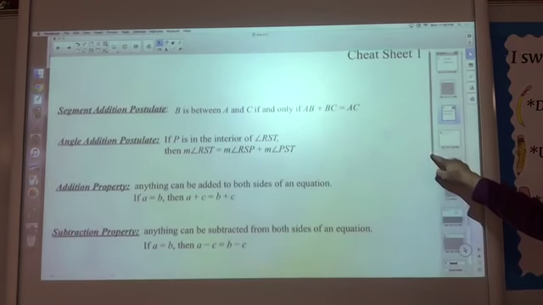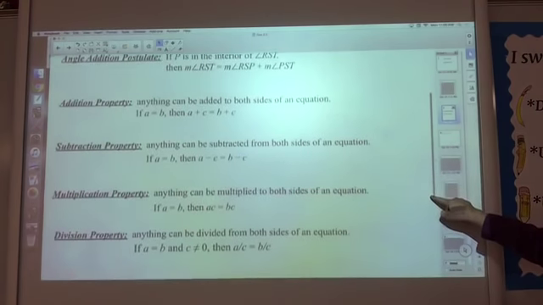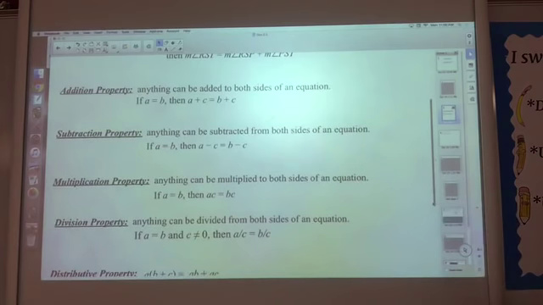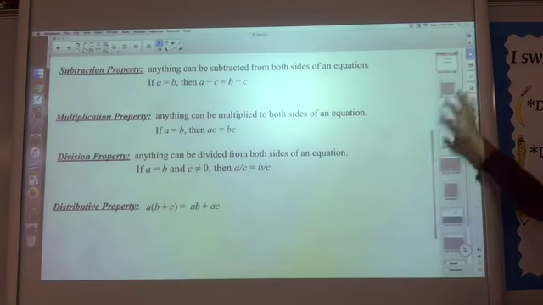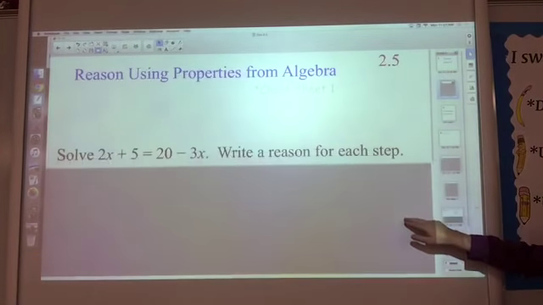What we're going to look at with the algebra is the addition, subtraction, multiplication, and division properties, which say anything can be added to both sides of an equation. As long as you add it to one side, you have to add it to the other, or subtract it, or multiply it, or divide it. The distributive property is the last one, where, as we know, you distribute by multiplying into the parentheses. So how are we going to use that here?